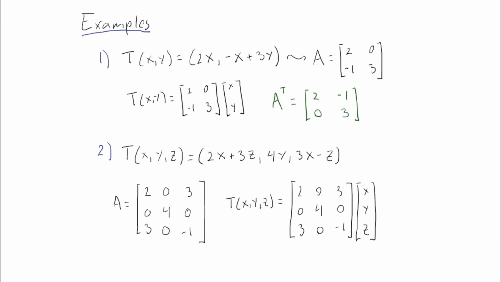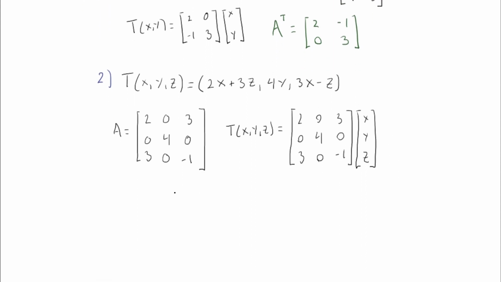Yeah, that's what it means to be the matrix associated to the linear map. And now for this matrix, if you want to compute its transpose, A transpose, the first column of this transpose matrix is the first row of A, which is 2, 0, 3. The second column is the second row of A, so 0, 4, 0. And the third column is the third row, so 3, 0, negative 1. And you see that it doesn't change, of course, right?